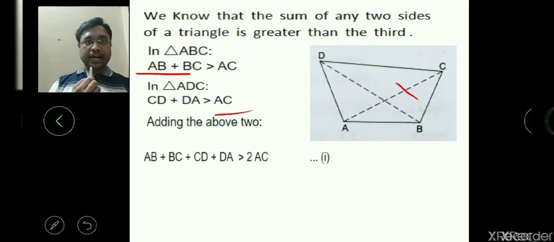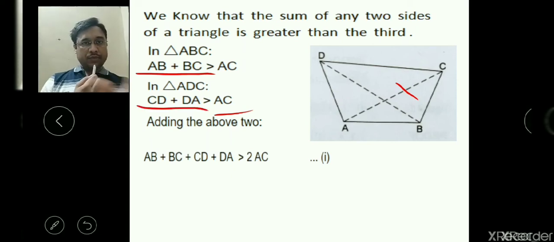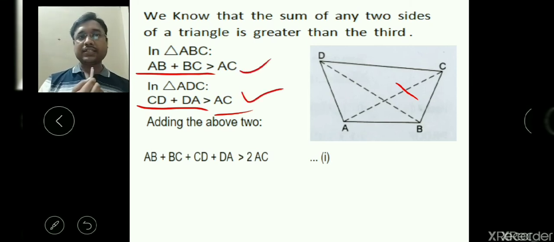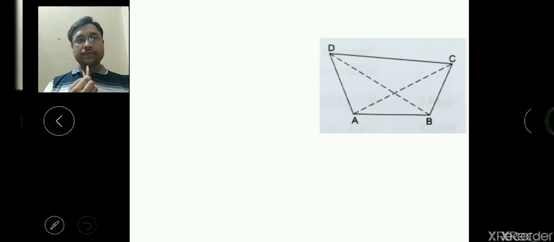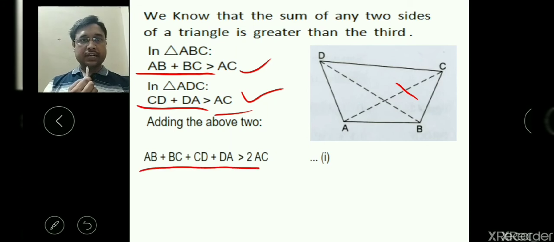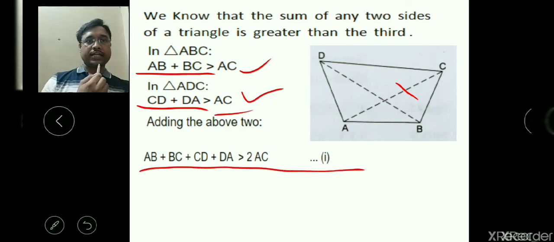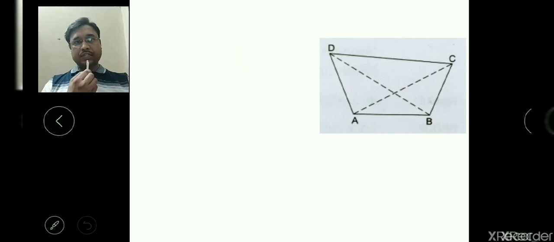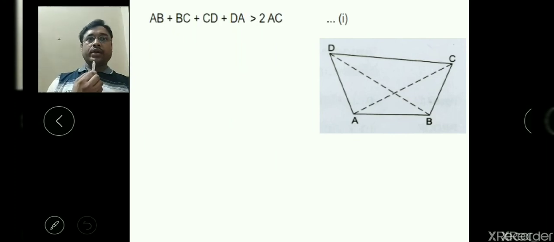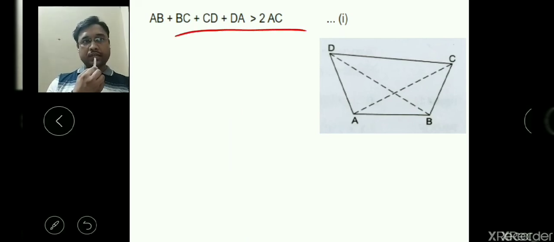On the LHS, add AB plus BC to CD plus DA. So this way we have got all four sides on the left side, and on the right side you will get AC plus AC, that means 2AC. The result is that the sum of all four sides is greater than 2AC. I am writing this equation again here: AB plus BC plus CD plus DA is greater than 2AC.